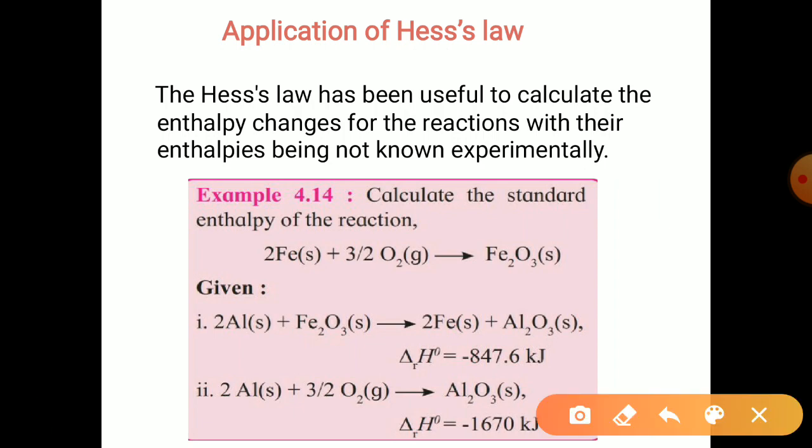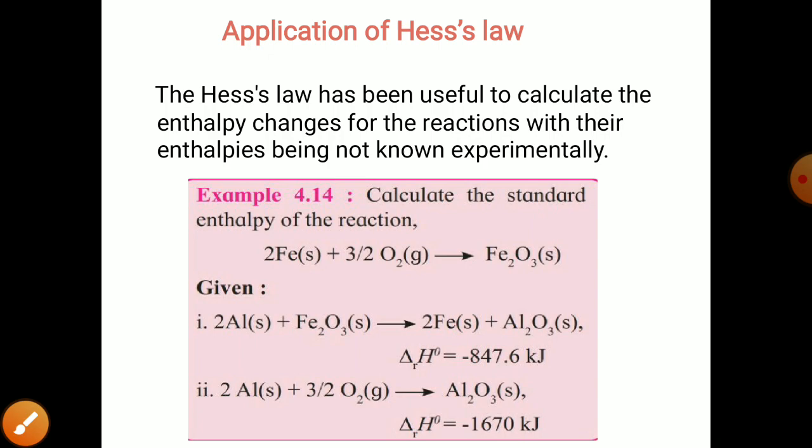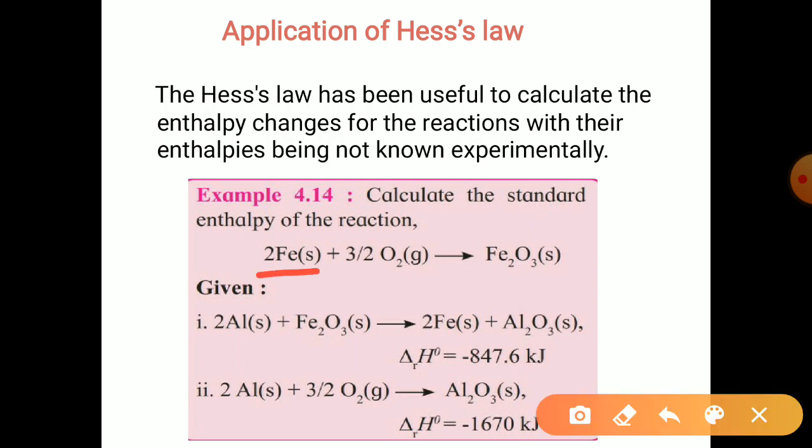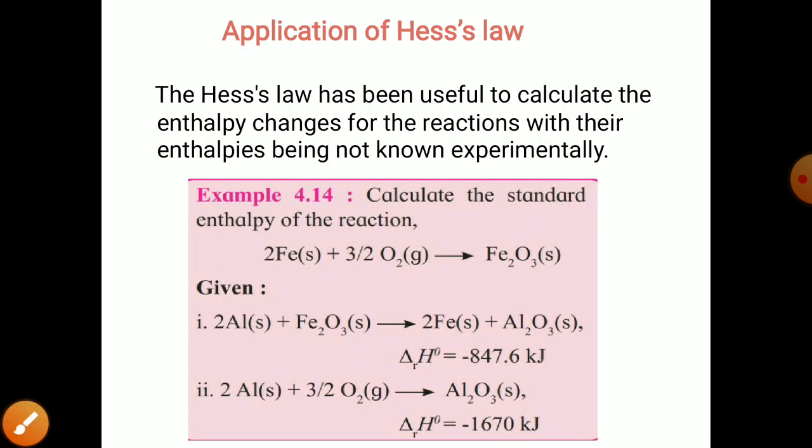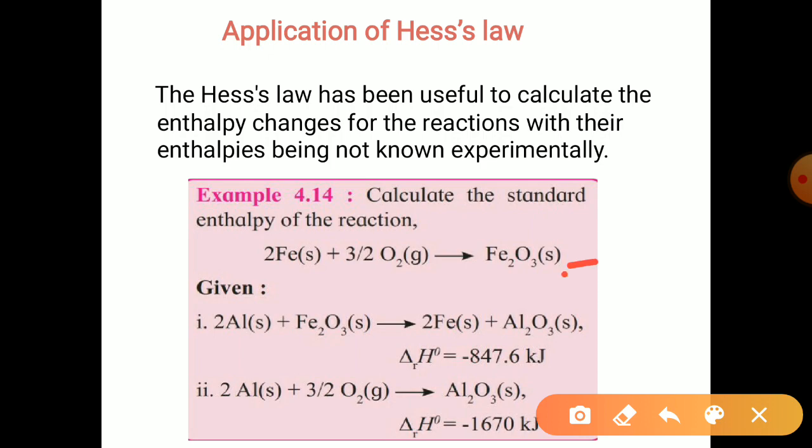The example 4.14 in the textbook, whatever is given, we have taken here. Calculate the standard enthalpy of the reaction. The reaction is given: 2Fe in the solid state, plus 3 by 2 O2 in the gaseous state, we get Fe2O3 iron oxide in the solid state. Now for this reaction we need to determine the standard enthalpy.